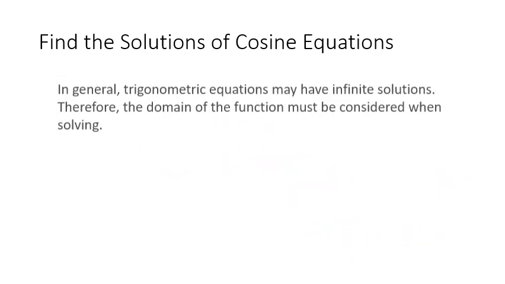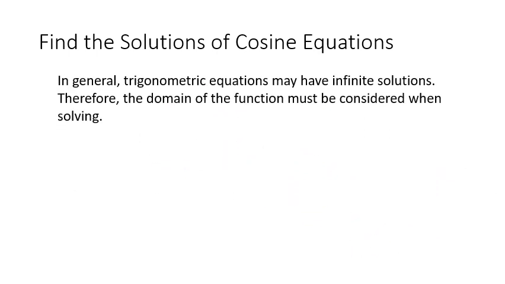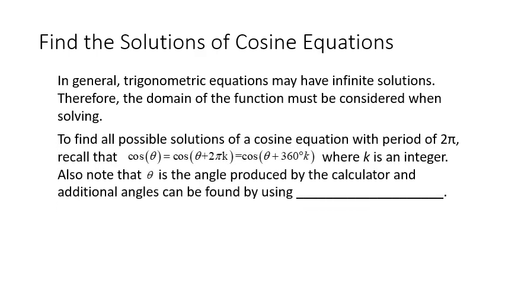Let's generalize this now. In general, trig equations may have infinite solutions. Therefore, the domain of the function must be considered when solving. To find all possible solutions of a cosine equation with period of 2 pi, recall that the cosine of theta equals the angle plus 2 pi k, which is what we just talked about on the last slide. Or if we're dealing with degrees, it'd be 360 degrees times k, where k is an integer. Also, note that theta is the angle produced by the calculator, and additional angles can be found by doing 2 pi minus the angle that you find when you solve that.